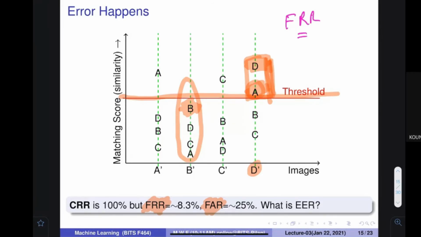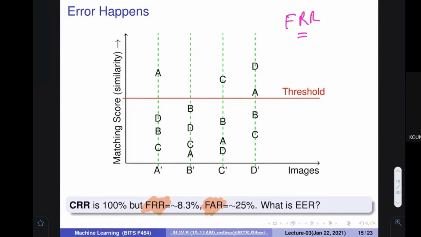So I just wanted to tell you that this particular slide is only to tell you that the system which has 100% CRR, even when we use a threshold, we have the FRR and FAR. You have to find out, using the threshold methodology, how many matchings you have done, and based on this how many people are rejected and accepted. So even with 100% CRR your system has errors. Make sense?